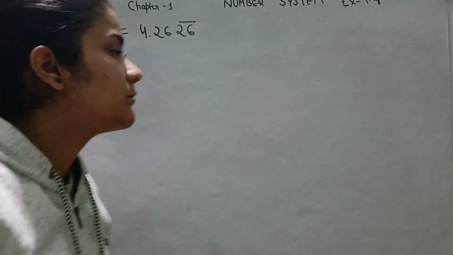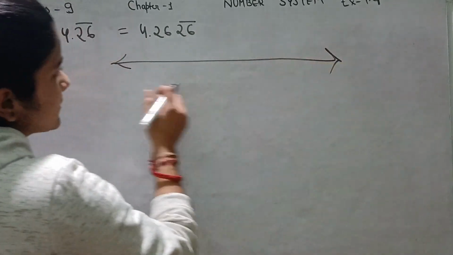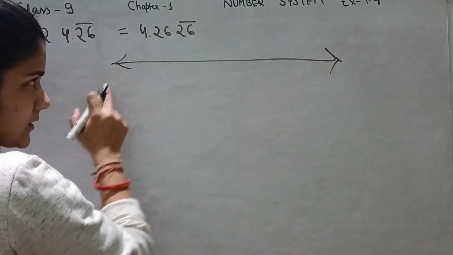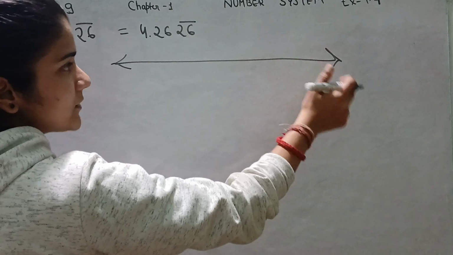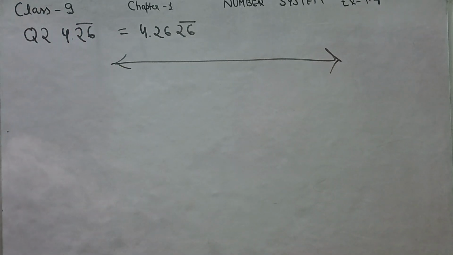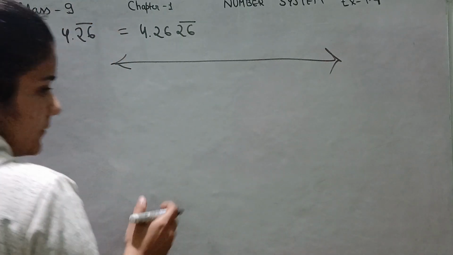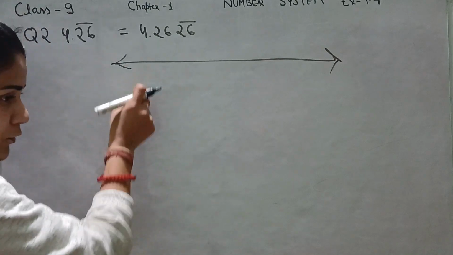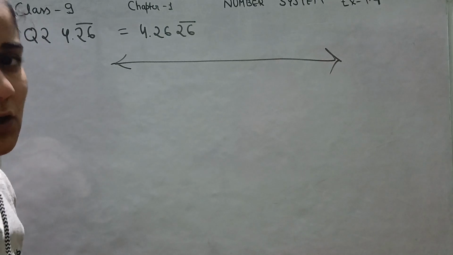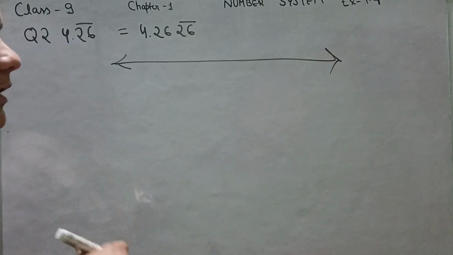Successive magnification is the basic method, and directly we can represent it like 4.2626 here and 4.2627 here, and then on the number line. That is the direct method. If you want, I can represent it with the direct method also. In the direct method, you just need to do the last step. And successive we are doing anyway.